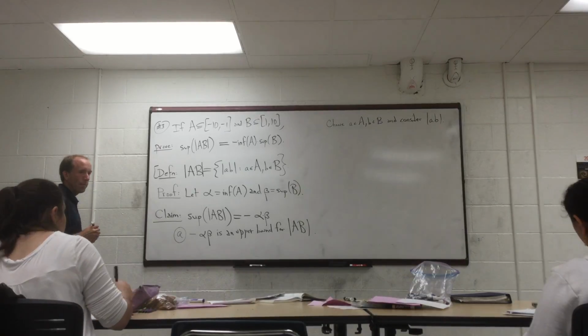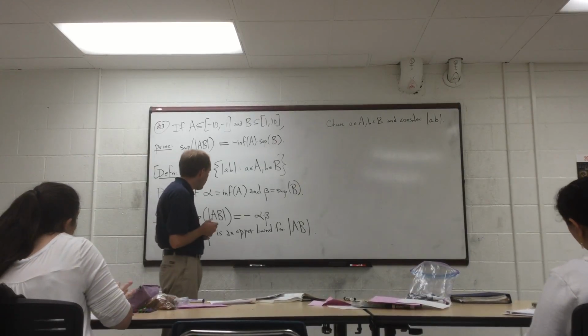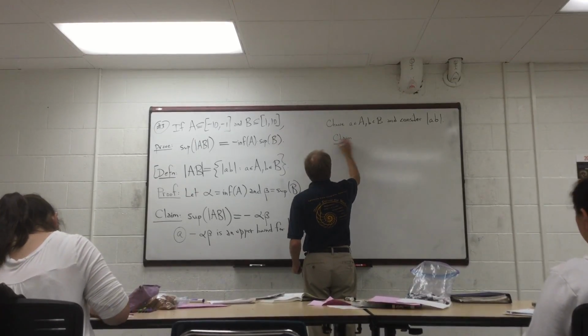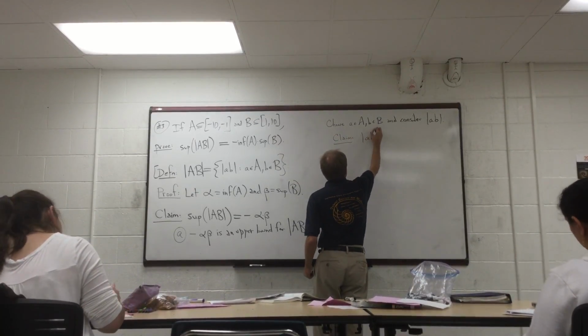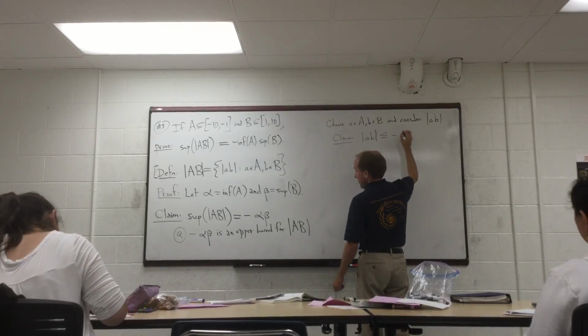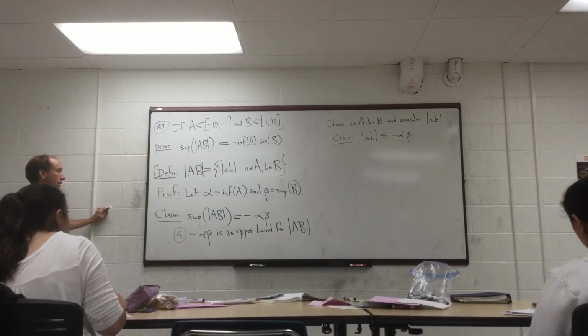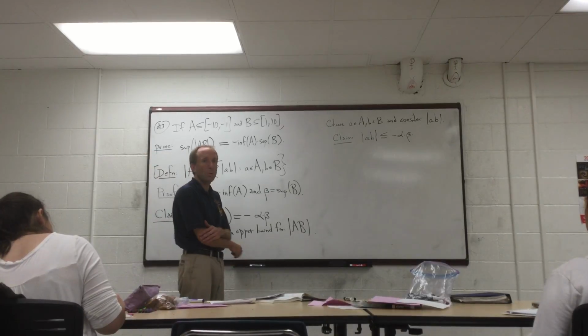This is what we're going to look at. We are claiming right now that the absolute value of AB is less than or equal to negative of alpha times beta. In other words, negative alpha beta should be an upper bound. Okay? You guys with me?